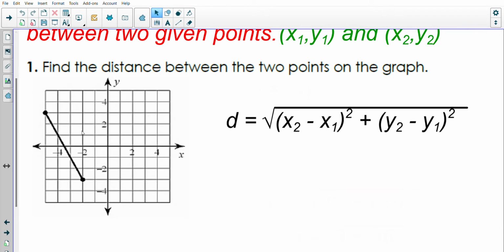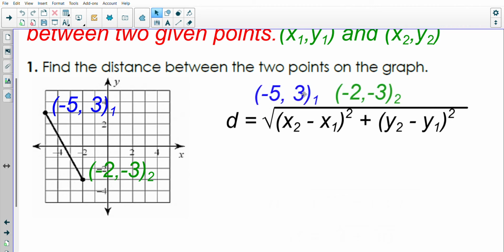We'll use the two endpoints of this line segment as our ordered pairs. Our first ordered pair would be -5, positive 3, because we went 5 to the left and we went 3 up. Our second ordered pair is going to be -2, -3, because we went 2 to the left and 3 down. Now that we have our ordered pairs, we're going to put them into the distance formula.